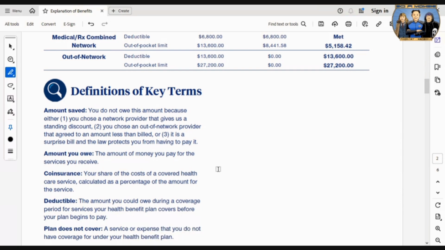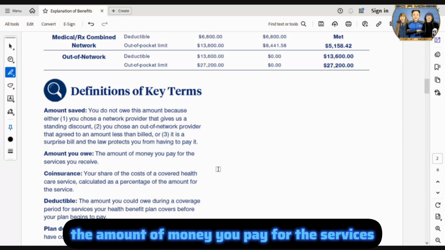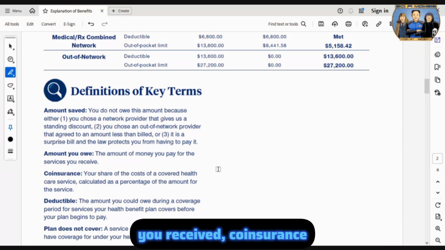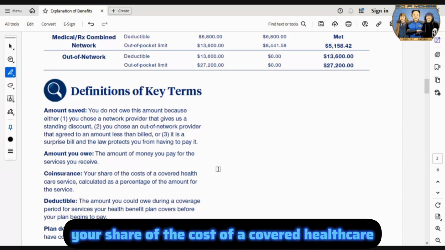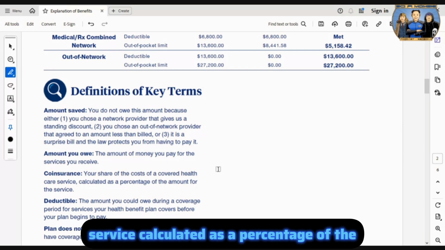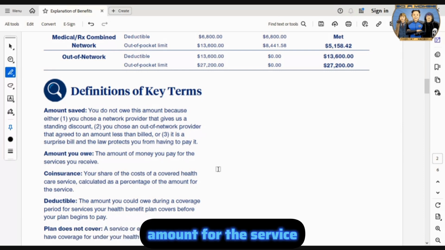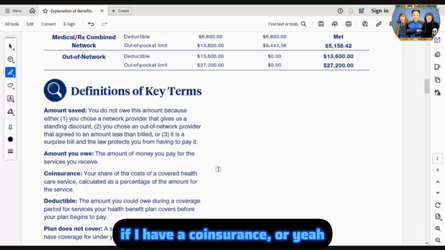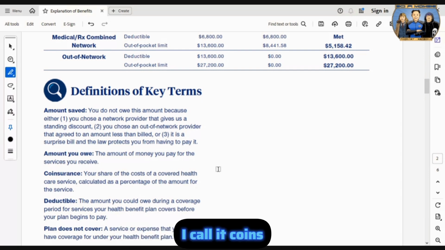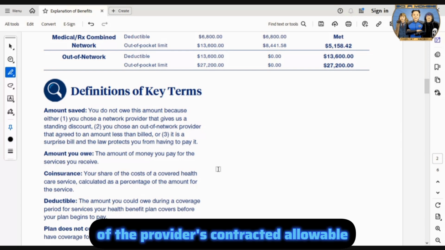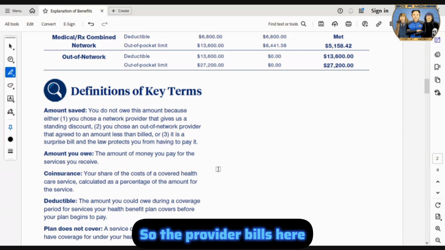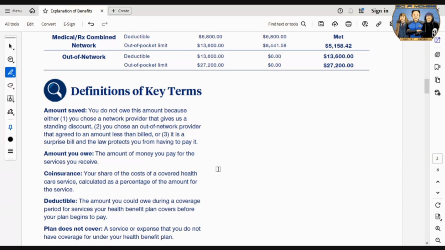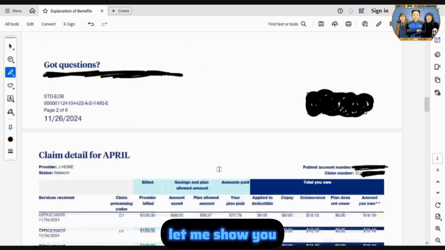So the amount you owe, the amount of money you pay for the services you received, is co-insurance: your share of the cost of a covered healthcare service, calculated as a percentage of the amount for the service. So for my plan, if I have a co-insurance, or I call it coins, I pay 20% of the provider's contracted allowable. So the provider billed, here, let me show you.